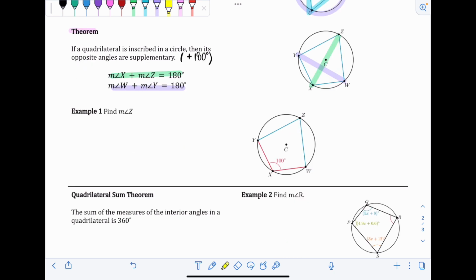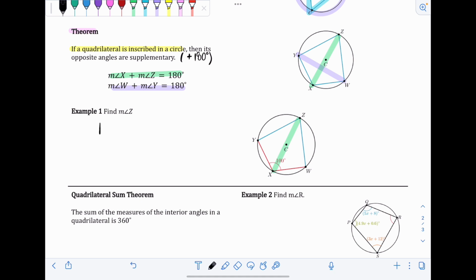For example 1, it says find the measure of angle Z, and for this example, I'm going to use the most recent theorem to find that measure, and then I'm going to backtrack and use some previous theorems to show why exactly it works. So in this problem, we know the measure of angle X is 100 degrees and angle Z is opposite of angle X, and it is a part of a quadrilateral that is inscribed in a circle. So the theorem says if you have a quadrilateral inscribed in a circle, then its opposite angles are supplementary, and that means that angle X and angle Z will add up to 180 if we add them together.